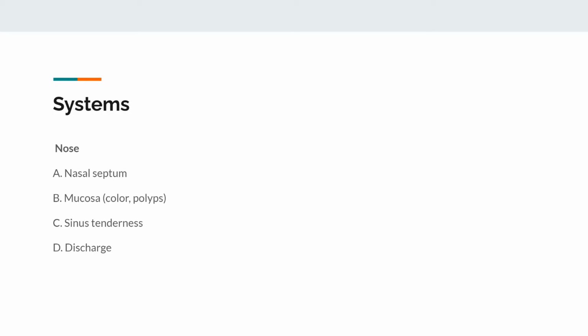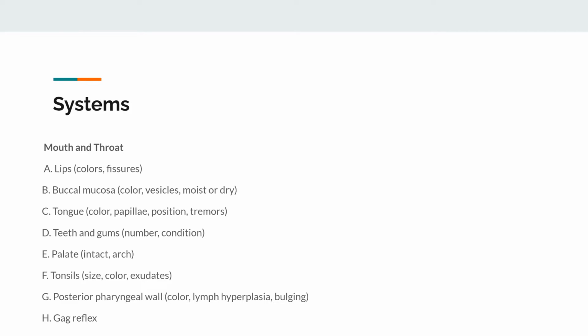Nose, nasal septum, mucosa, sinus tenderness, discharge, all of that you can do with just one press from your thumb on the nose of the child and shining a flashlight. That's about it. Mouth and throat, make sure you go through all of these.